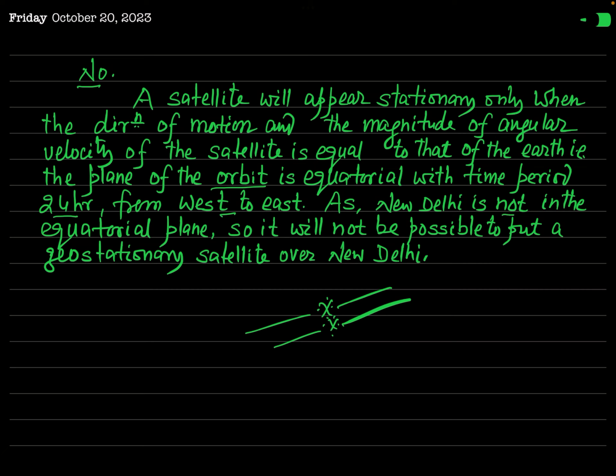As New Delhi is not in the equatorial plane, mark it. So it will not be possible to put a geostationary satellite over New Delhi. Any place which is in the equatorial plane, above that place a geostationary satellite can be placed. So I hope you have clearly understood the concept of the geostationary satellite.